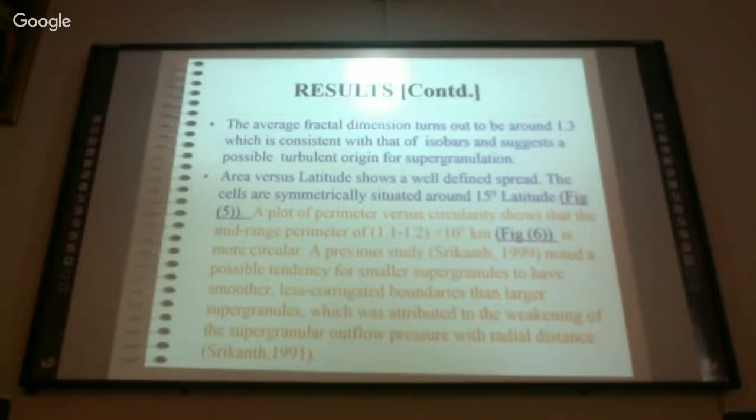Probably this could be due to the fact, as indicated in Shrikant's PhD thesis work of 1999, that it is dependent on the weakening of the supergranular outflow pressure with radial distance. The more the radial distance, the more the weakening. Therefore, the larger cells are more correlated compared to the smaller ones, and the smaller ones are more circular compared to the larger ones. It could be the reason for that.